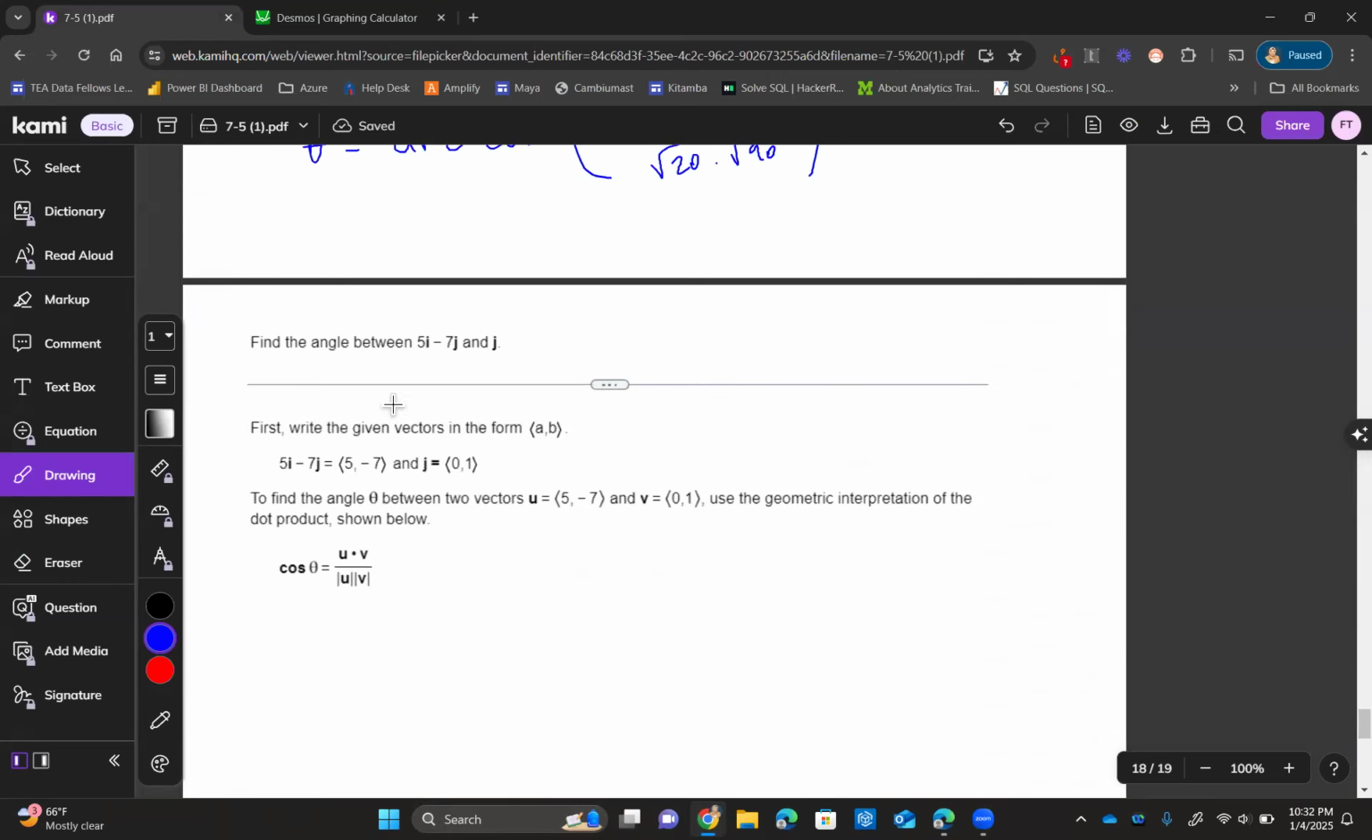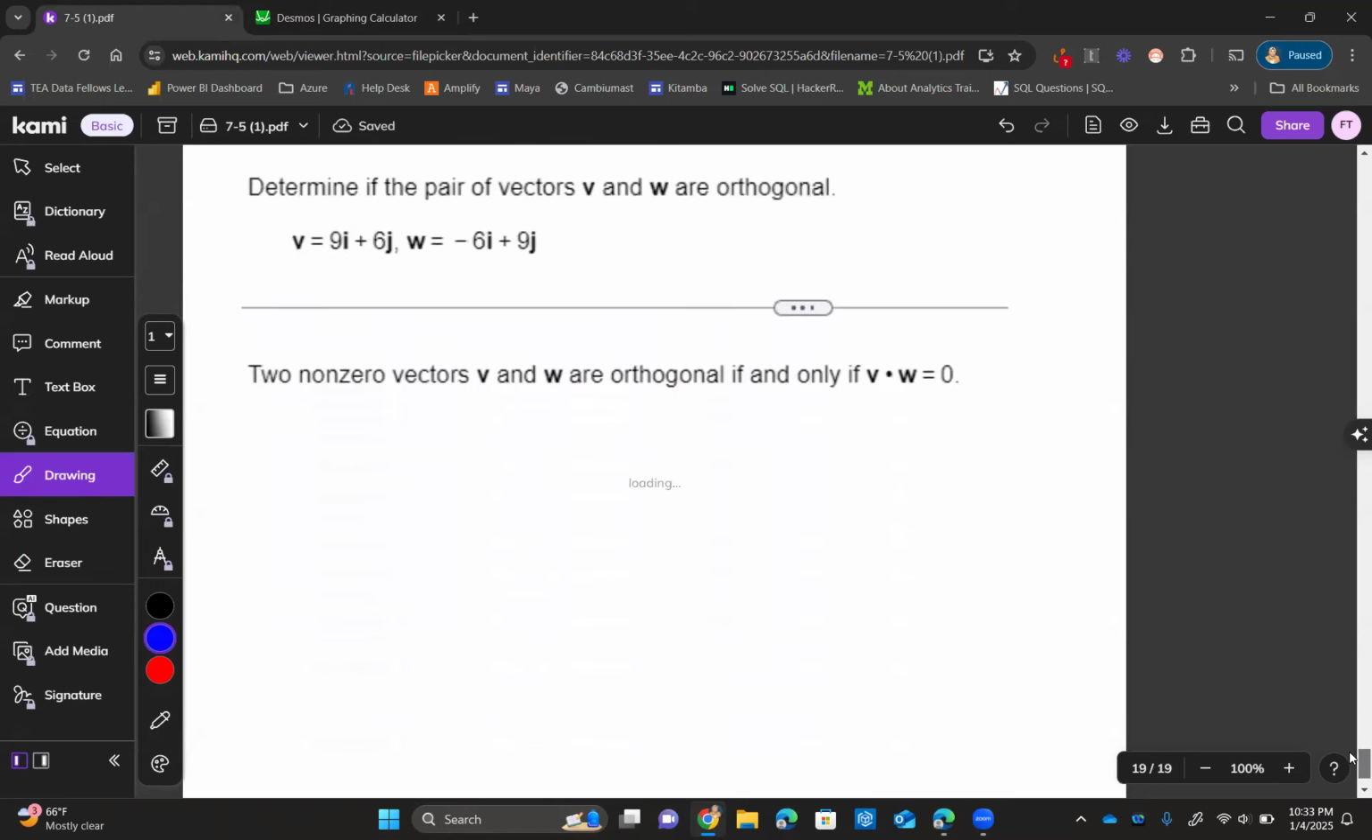The next question I copied from the homework is pretty similar to what we just finished, but this time the vectors are expressed as 5i minus 7j. So we have to know that this is the same thing as 5 comma negative 7, and the other one is just j. That means its i component is 0 and its j component is just 1. After putting the vectors into this format, we can use the same formula to calculate the dot product and the magnitudes, and we can find the cosine value, then we can do arc cosine.